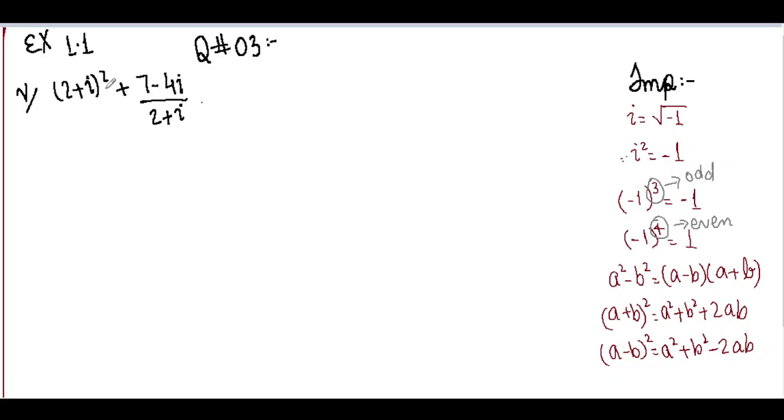So here it says (2 + ι)² + (7 − 4ι) whole divided by (2 + ι). For the first term, we are going to open the square, and at the same time we are going to rationalize the second term. Okay, (2 + ι)² is (a + b)², and the formula is (a + b)² equals a² + b² + 2ab. Here the value of a is 2 and the value of b is ι. So 2² + ι² + 2 into 2 into ι plus, now we are going to rationalize this term. How do we rationalize it? Do you still remember?